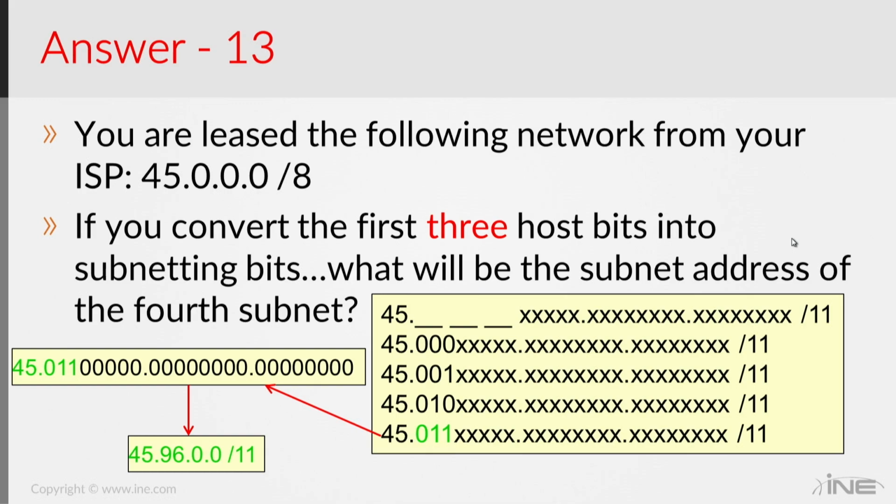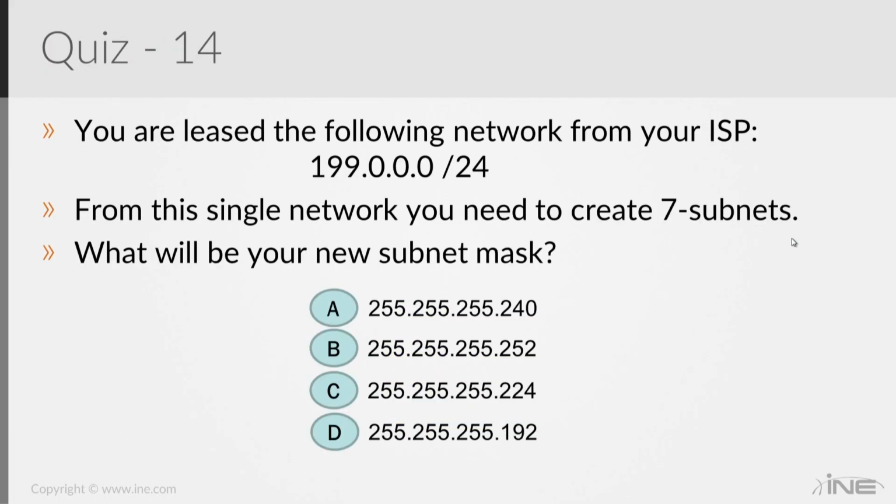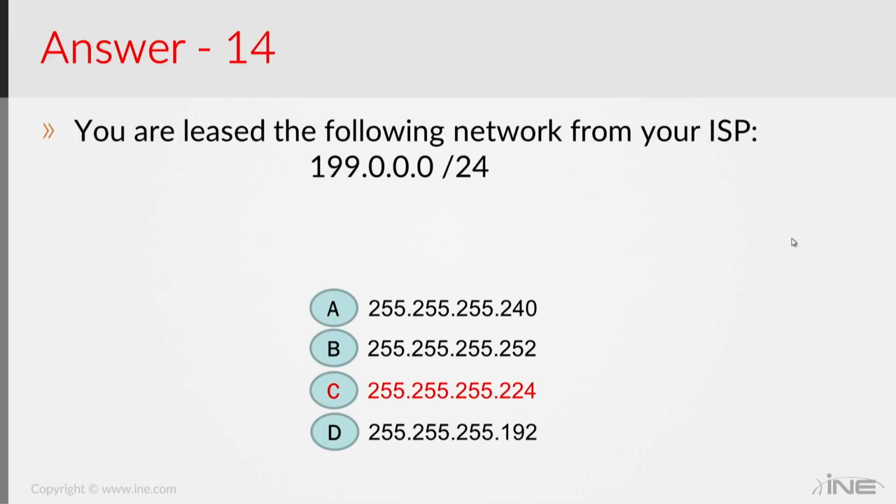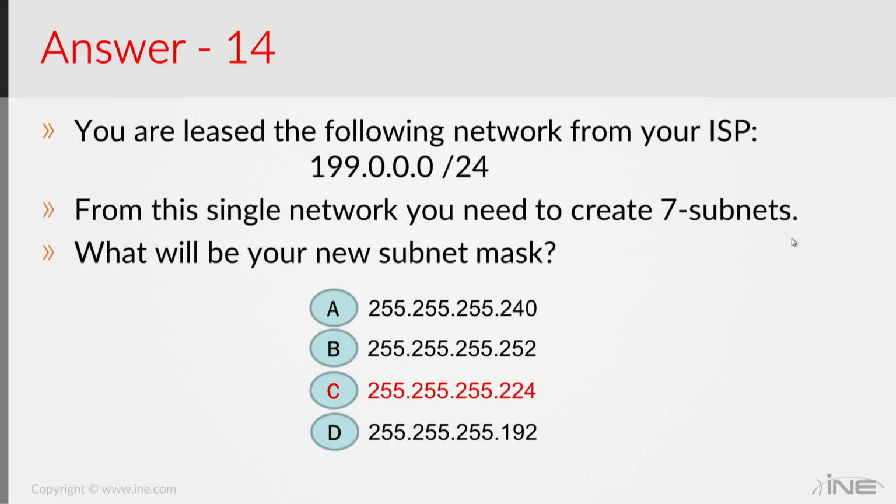Let's do another one of these. You are leased the following network, 199.0.0.0/24. From the single network, you need to create 7 subnets. What will be your new subnet mask? And the correct answer here was 255.255.255.224.